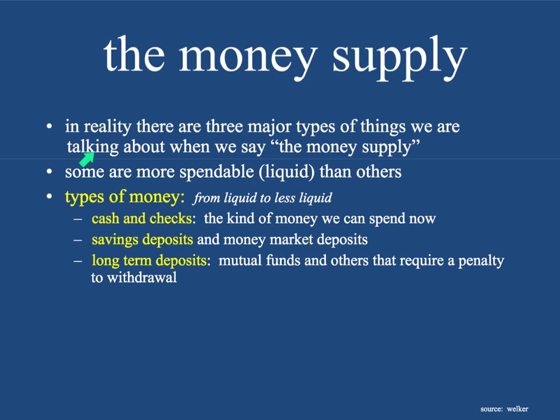In reality, however, there are three major types of things we're talking about when we say the money supply. So, a transition here over to the money supply. What does it mean when we're talking about the money? It's not just cash, okay? So expand your ideas about the money supply, quote unquote, a little bit more. It's not just the amount of money that's circulating around, but there are different types of money.